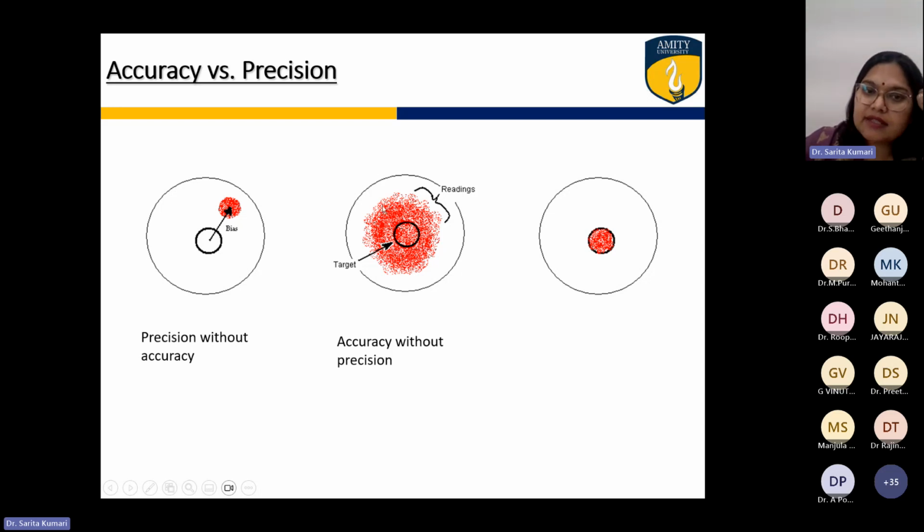Here I can see the readings scattered throughout this region. So I can say accuracy is there for this instrument, but it does not have any precision. Whereas the diagram given here shows the instrument is accurate as well as precise. So these are the three diagrams showing precision without accuracy, accuracy without precision, and both precision and accuracy.